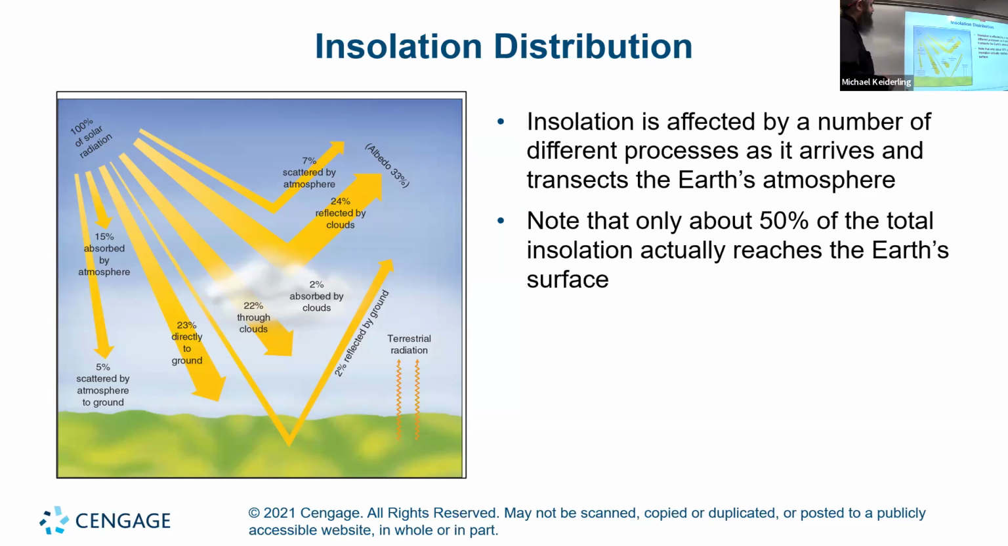Of the incoming radiation, 15% just gets directly absorbed by the atmosphere. Another 2% gets absorbed by clouds. 5% is scattered by the atmosphere down to the ground where it will be absorbed. 23% goes directly to the ground, and 22% goes through the clouds to the ground. And this gets absorbed by the ground. So about 50% of the total insolation actually reaches the Earth's surface. And that gets absorbed.